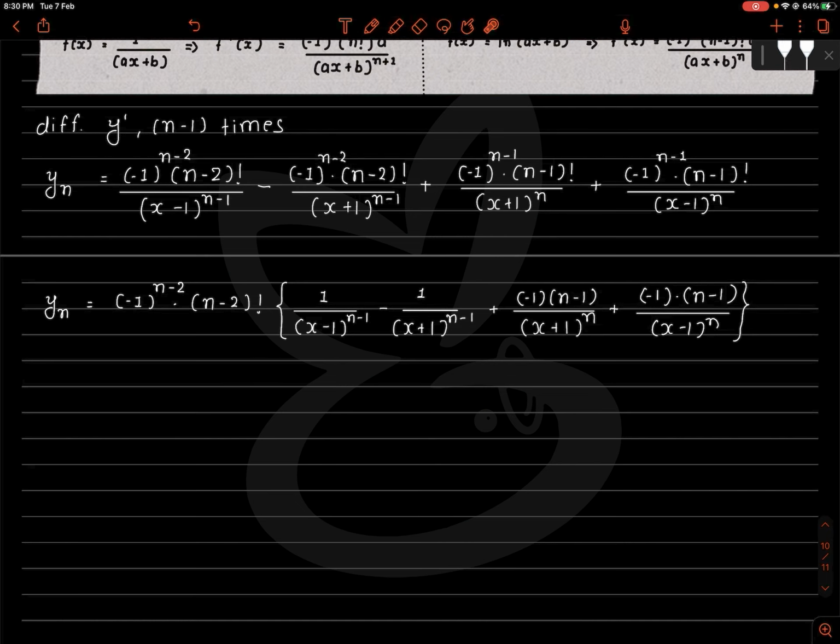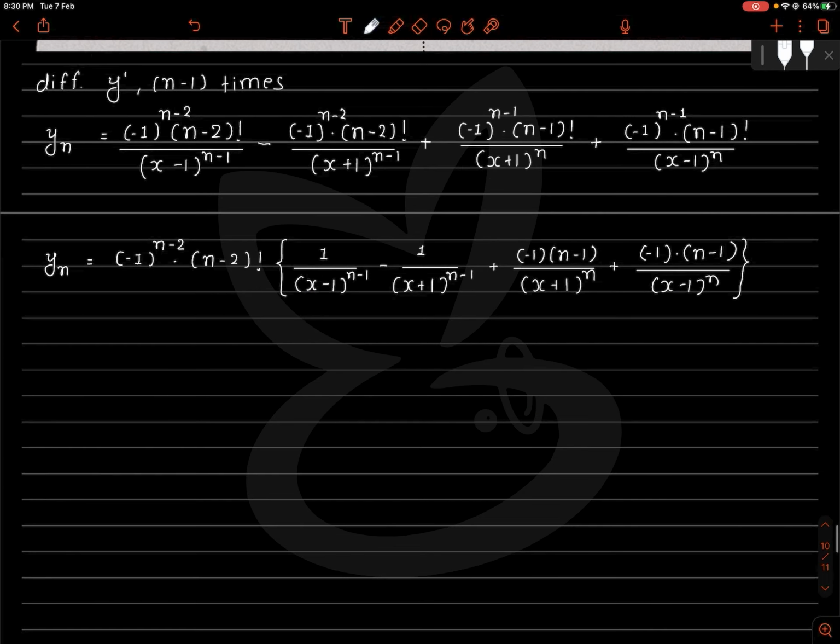Here you can see the denominators of these two terms are similar and the denominators of these two terms are similar. To make the denominators equal, we will multiply and divide this term with x minus 1, and we will multiply and divide this term with x plus 1, so that the denominators of these two terms would become equal and the denominators of these two terms would become equal, so that we can do the addition of numerators.